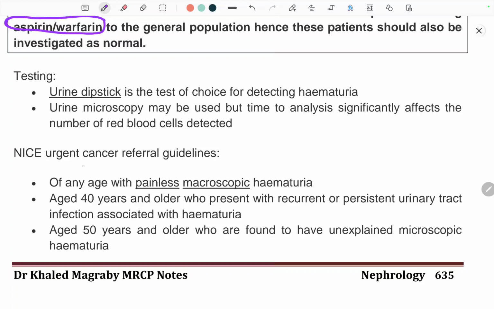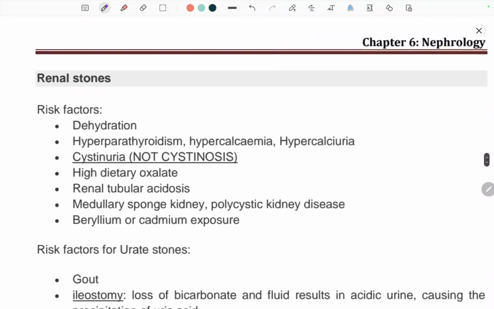NICE urgent cancer referral guidance is for any age with painless macroscopic hematuria. When to refer: macroscopic hematuria, age 40 years or older, presenting with recurrent or persistent urinary tract infection associated with hematuria, and age 50 years and older found to have unexplained macroscopic hematuria.